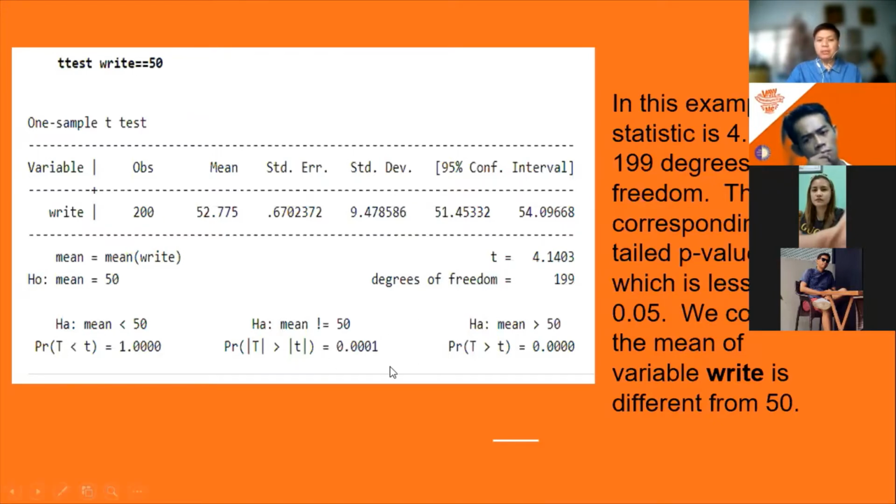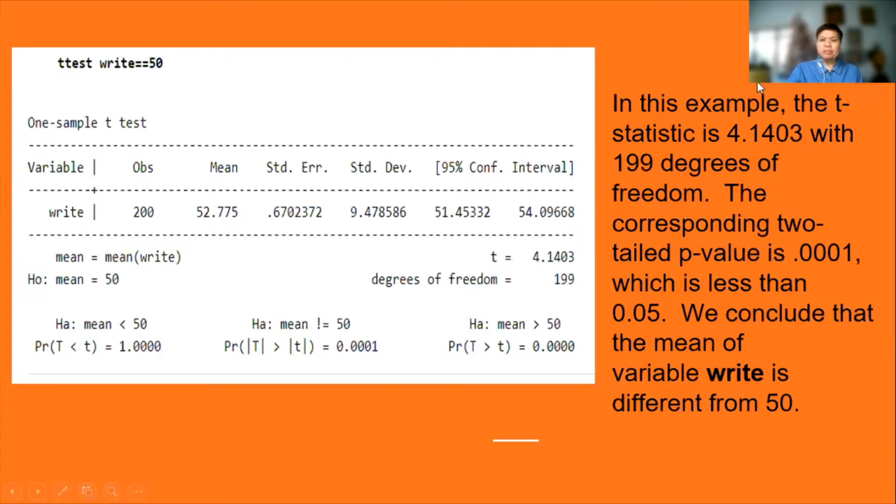Okay, and we can answer that by looking at the p-value here. Now, if the p-value is less than 0.05, then we say that there is a significant difference. Okay, so here we said, in this example, the t-statistic is 4.1403 with 199 degrees of freedom. The corresponding two-tailed p-value is 0.0001, which is less than 0.05. Therefore, our conclusion is, the writing score is significantly different from the national average of 50.